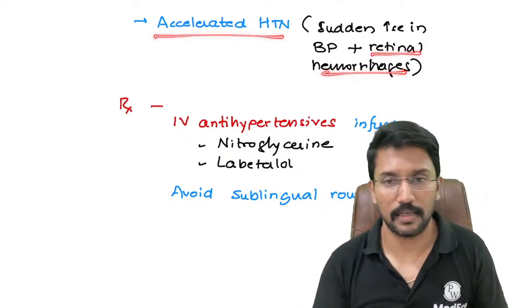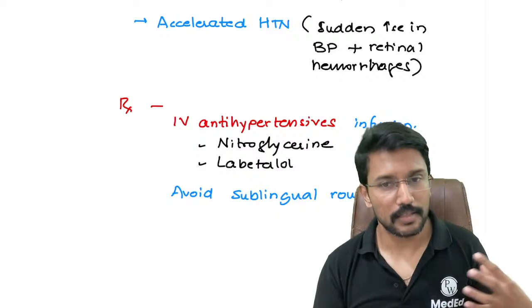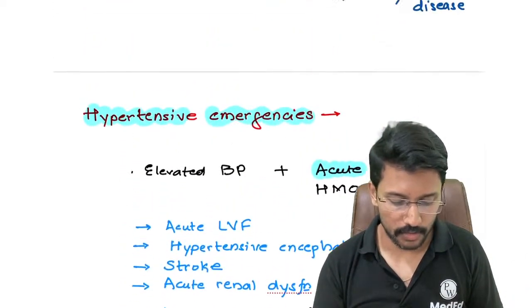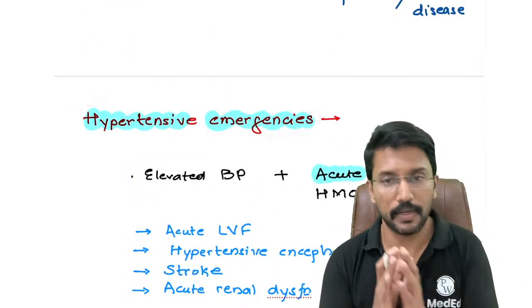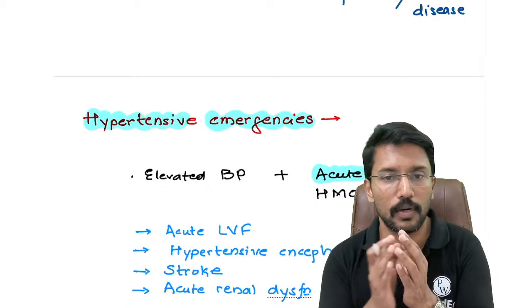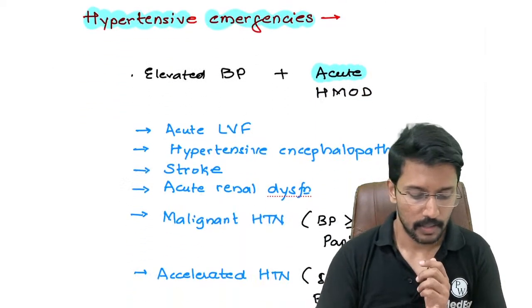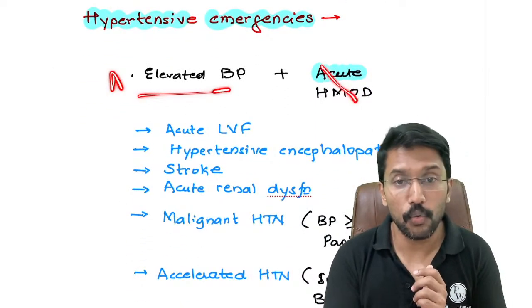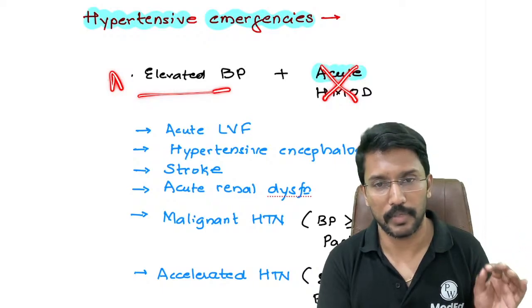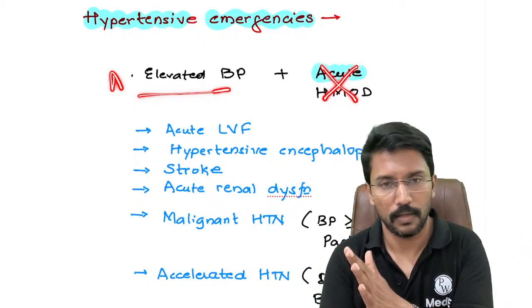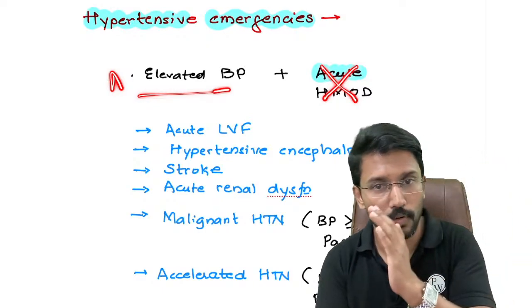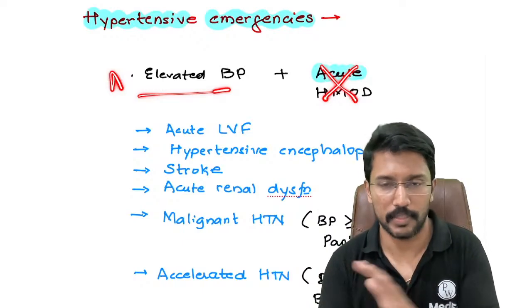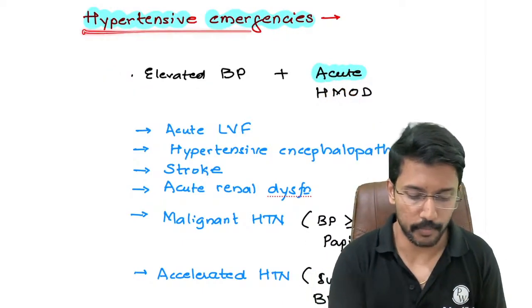We call it accelerated hypertension. Nowadays it is not very important because we have replaced all these terminologies with one simple term, hypertensive emergency. There's another term called hypertensive urgency, which means there is a sudden rise in the BP but no acute hypertension-mediated organ damage. Then we call it urgency: elevated BP but no acute hypertension-mediated organ damage. When there is organ damage, it is hypertensive emergency.